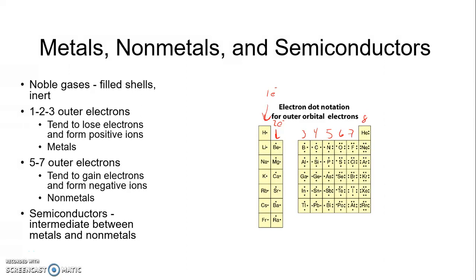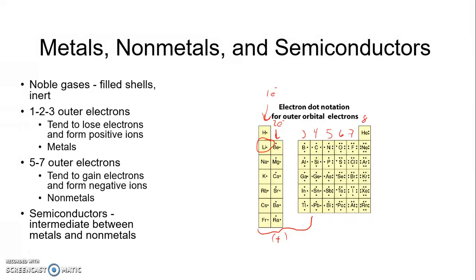Now, if you have just 1, 2, or maybe 3 electrons in the outermost shell, you're going to tend to lose those electrons sooner than gain the rest to fill your 8. So it's easier, for instance, for lithium to lose 1 electron than to gain 7 to finish filling. So that's going to leave these as positively charged if these electrons were to leave, creating what we call positive ions. These tend to be metals.